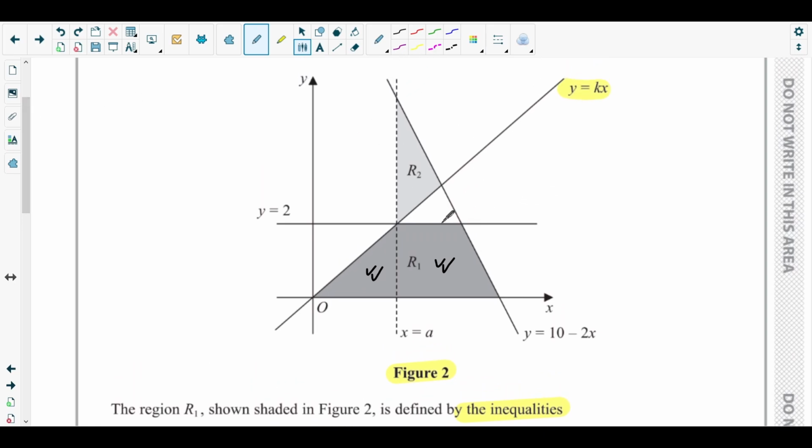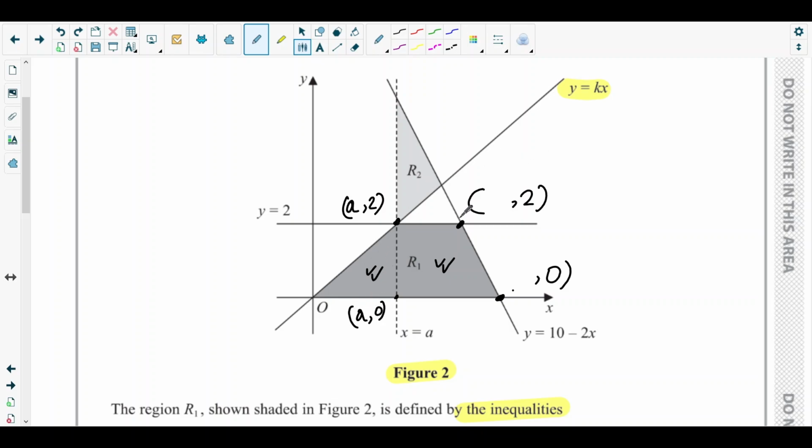At first, we need to find out the area of region R1. We need this coordinate. The y coordinate here is 2 because it lies on the horizontal line y equals 2, and the x coordinate we have to find out. And then for this point, the y coordinate is 0 because on the x-axis the y coordinate is 0, and we know this point has coordinates (a, 0).